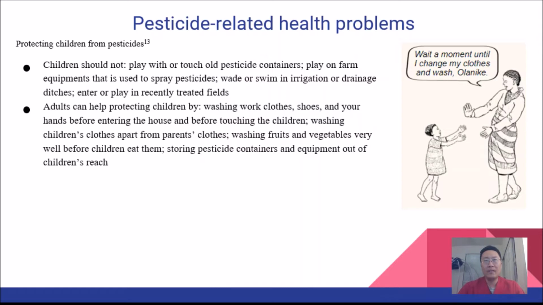So what can adults do to help protecting their children? Well, they can remember to wash work clothes, shoes, and hands before entering the house and before touching the children. They should wash children's clothes apart from the parents' clothes, and they should wash fruits and vegetables very well before children eat them. And they should store pesticide containers and equipment out of children's reach.